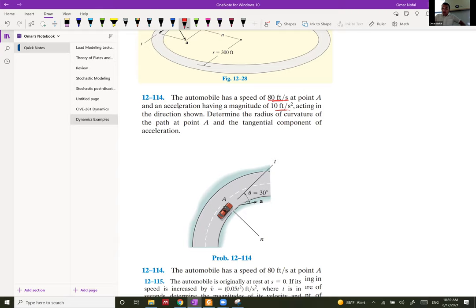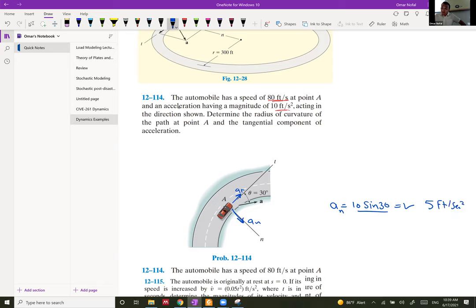So we can easily get the A_N and A_T using this angle. A_N should be equal to 10 feet per second squared, the magnitude of the acceleration, times sine 30. So this is the A normal, acting in the direction shown. To determine the radius of curvature of this path at point A, you basically calculate this value, which should be equal to 5 feet per second squared.